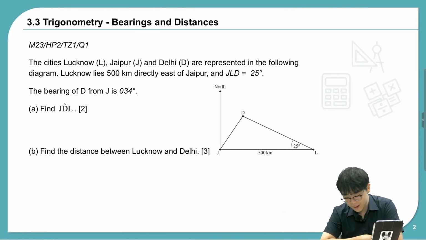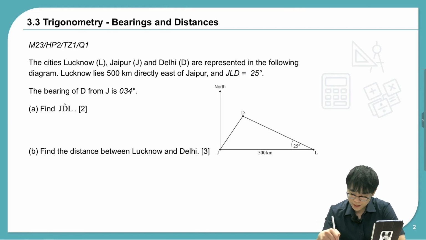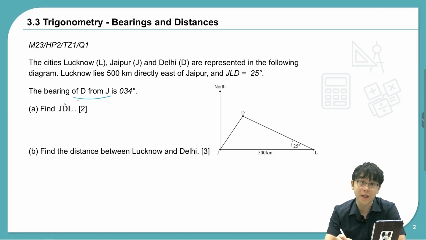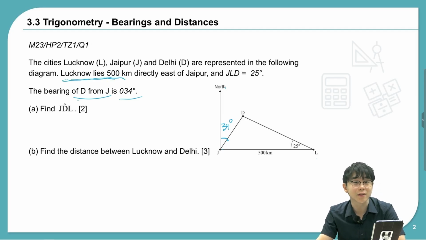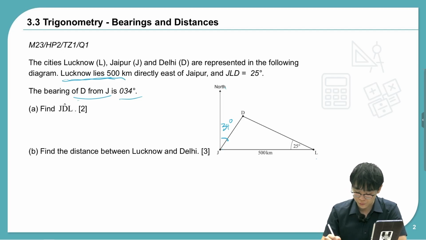We have 3 cities labeled J, D, and L, and we have this triangle, and we're given some distances and bearing measurements. So angle JLD is 25 degrees, and it says the bearing of D from J is 34 degrees. So from J, the north would be 0 degrees bearing. So 034 means that this angle is going to be 34 degrees. Right? And taking L to be directly east of J, we know that this total thing is going to be 90 degrees, right? So Lucknow lies 500 kilometers to the east of Jaipur. So we know this whole thing is 90 degrees. So this would be then 56 degrees.